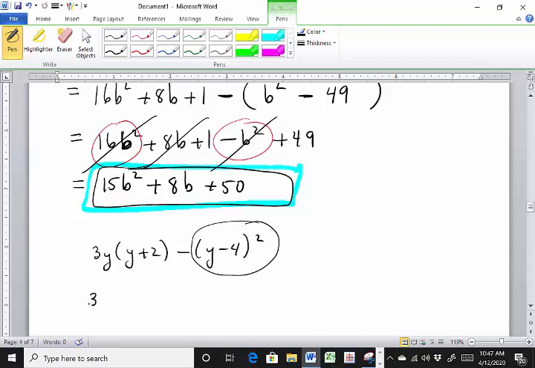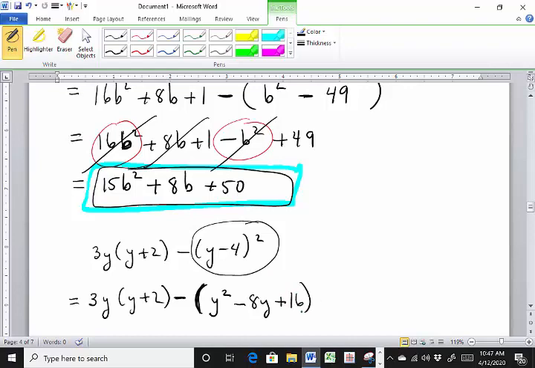Okay, so I won't do anything here yet. So it's 3y times y plus 2. Subtract, got to put this in parentheses now. Square the first, right? Multiply the 2 inside together, so that's minus 4y. So minus 4 times y is minus 4y. Double it, minus 8y. Then square the minus 4, you get plus 16.